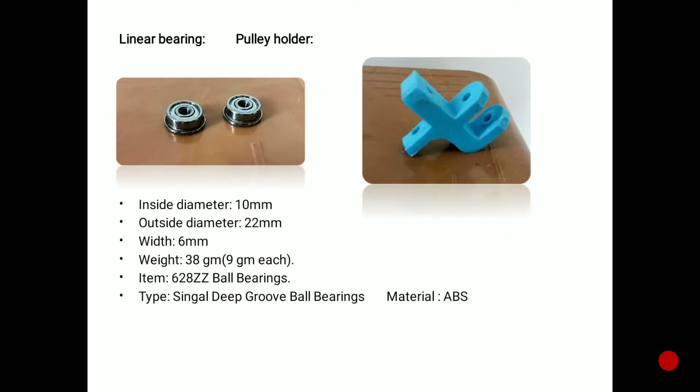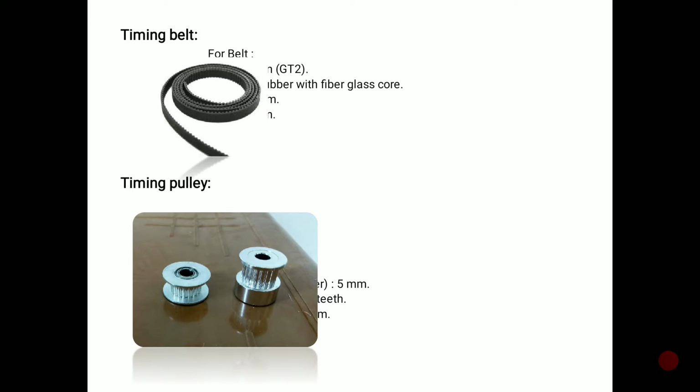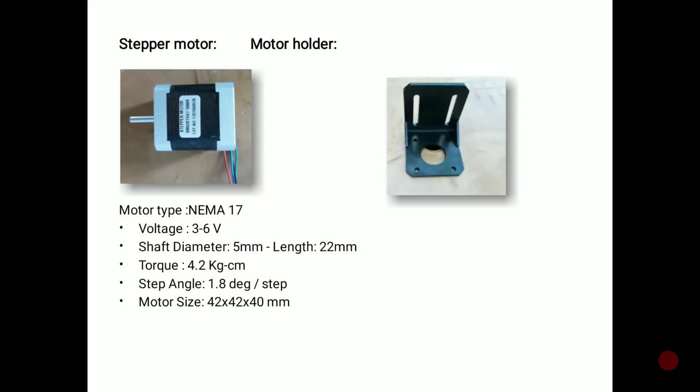Linear bearing, which helps in moving the timing pulley, and pulley holder, which helps in holding the pulley. Timing belt helps to move the nozzle in X, Y and Z. Timing pulley helps in moving the timing belt. Stepper motor, and it is a NEMA 17 motor actually, 3 to 6 watts, shaft diameter 5 mm, length 22 mm, torque 4.2 kg, step angle 1.8 degrees, motor size 42 by 42 by 40 mm, and that's the motor holder.